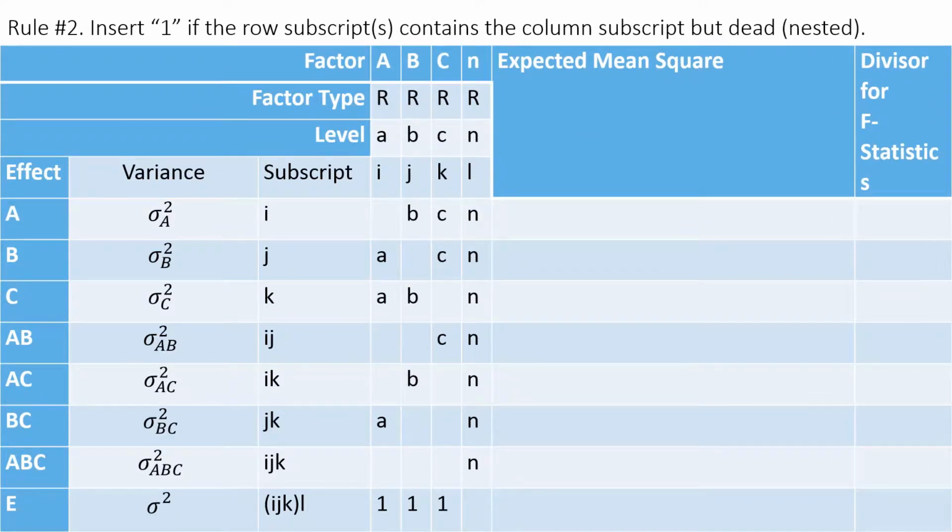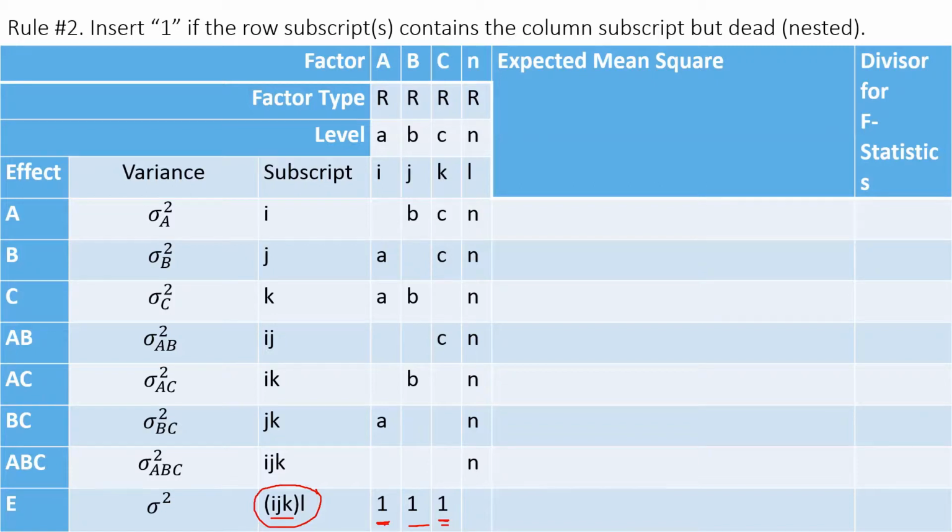Now the next one is for the dead subscript. If the subscript is dead or nested, and the row contains the column subscript and it's dead, then you type 1. So for example, IJK contains I, so type 1. Contains J, type 1 here, and then contains K, type 1 there.